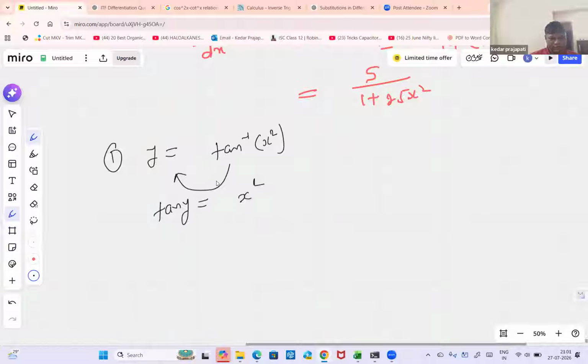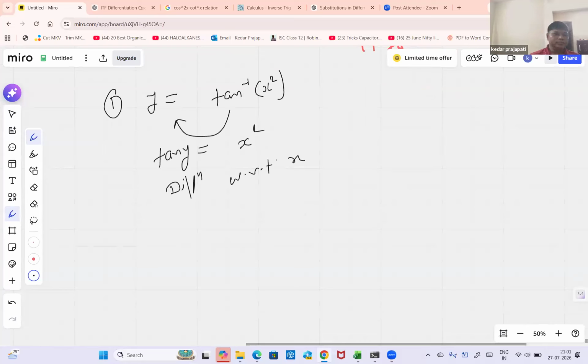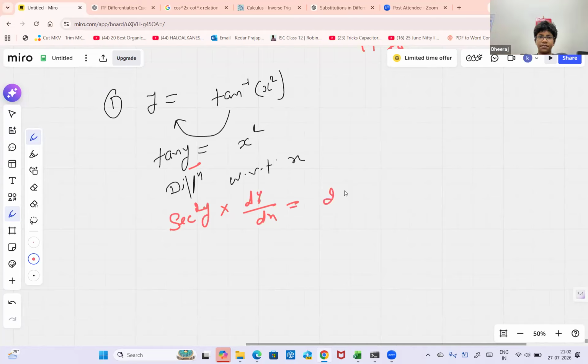So now I'm not differentiating. I just brought tan y this side, tan inverse this side. Right? So now differentiating with respect to x, what will come? Tan y will come secant square y, secant square y into dy by dx. This will become 2x.